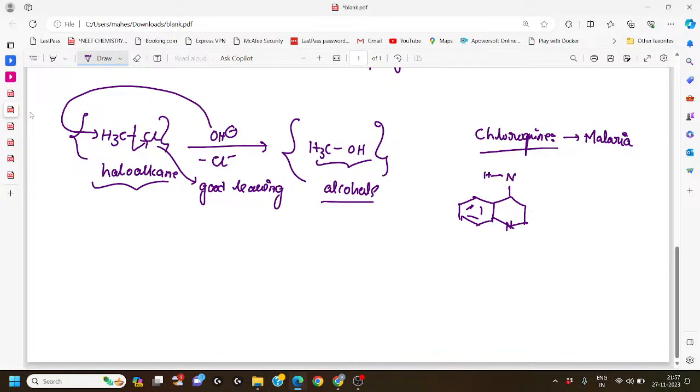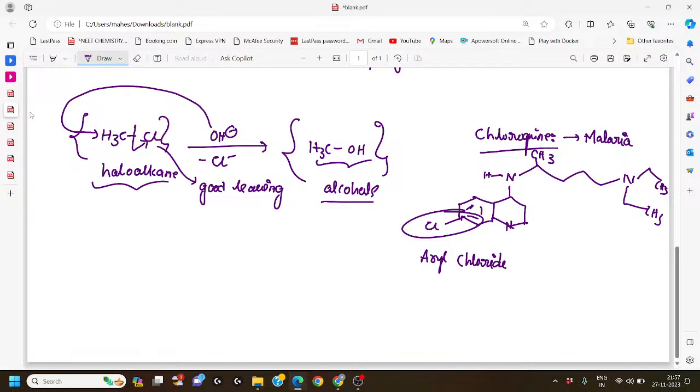N bond hydrogen, CH3, CH3 bond CH3. So here is the Cl. Here observe that aryl chloride is present in chloroquine. Aryl chloride is present in chloroquine, which is used for the treatment of malaria.